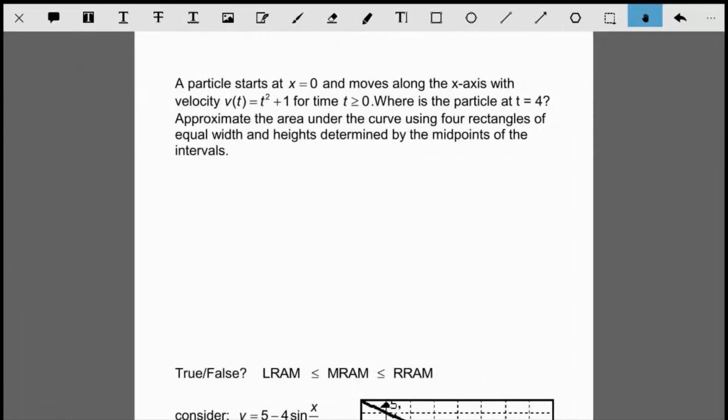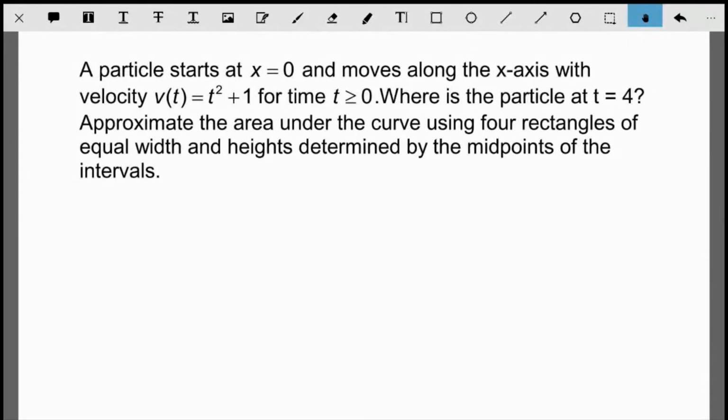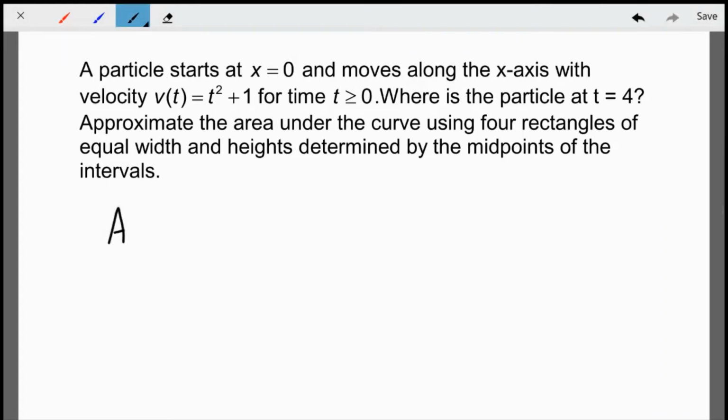Okay, so let's take a look at a couple more examples. On this next one, I'm going to use some shorthand notation to make this a little easier. It says a particle starts at x equals 0 and moves along the x-axis with velocity t squared plus 1 for time greater than or equal to 0. Where is the particle at time t equals 4? Approximate the area under the curve using 4 rectangles of equal width and heights determined by the midpoints of the intervals. So we're doing a midpoint approximation with 4 subintervals.